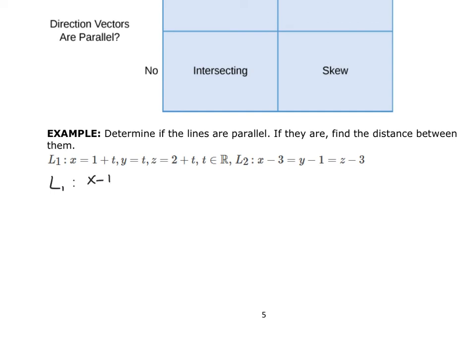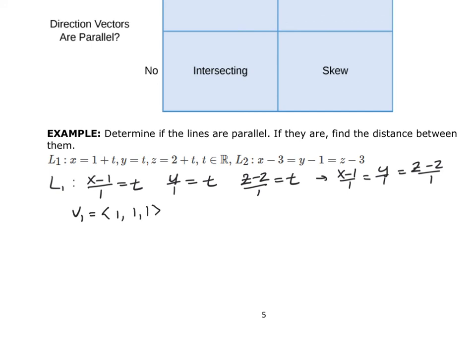x minus 1 divided by 1 is equal to t. And y divided by 1 is equal to t. And z minus 2 divided by 1 is equal to t. Now, we know that because t is equal, these are all equal, that means x minus 1 divided by 1 must equal y divided by 1, which must equal z minus 2 divided by 1. Those denominators are my direction vector. So my direction vector v1 would be 1, 1, and 1.